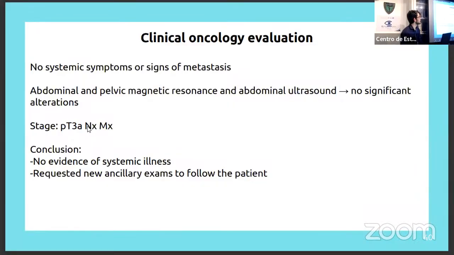She was also evaluated by our clinical oncology team. She denied any symptoms systemically. She had done an abdominal and pelvic magnetic resonance and an abdominal ultrasound that didn't show any significant alterations. So we have here a staging of the TNM, a pT3a that is due to the size of the tumor, and MX because we don't have any evidence of involvement of different tissues. So she's still being followed by both the clinical oncology and the ocular oncology.